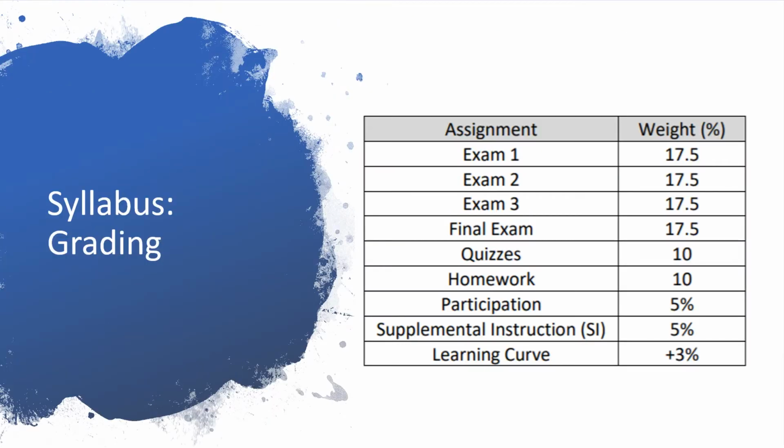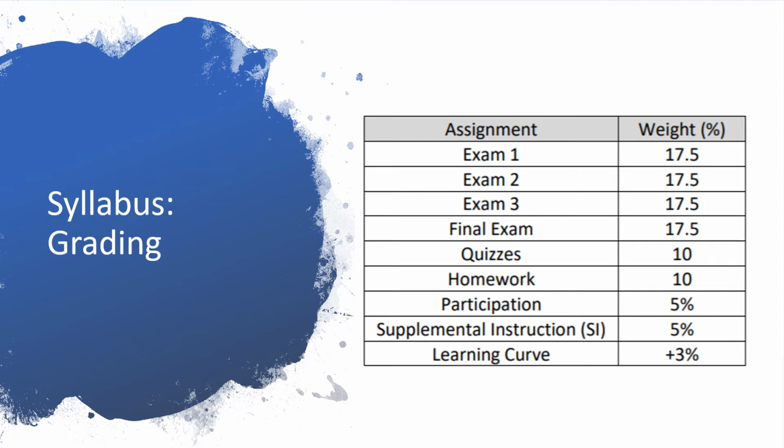This table that I pulled directly from the syllabus shows you how each category of assignments is weighted for your overall course grade. Each individual exam, whether it is a midterm exam or the final exam, contributes 17.5% of your course grade. Your quizzes altogether, the average of your quizzes will contribute 10%. The average of your homework assignments will contribute 10%. The participation problem sets will contribute 5%, and supplemental instruction will be 5%.